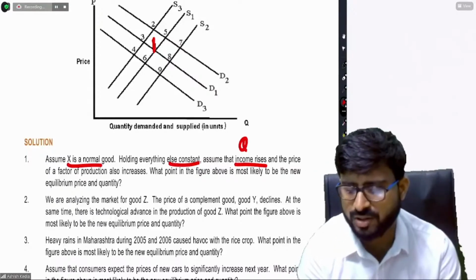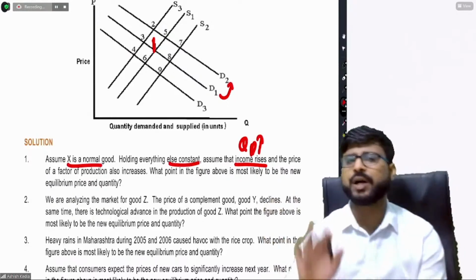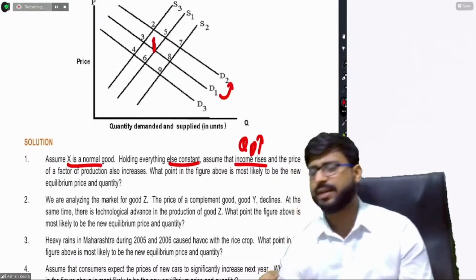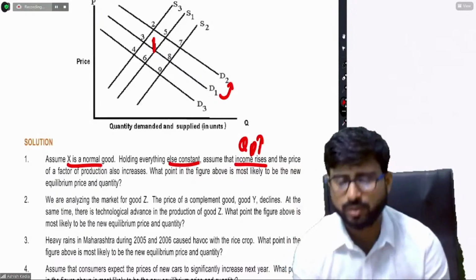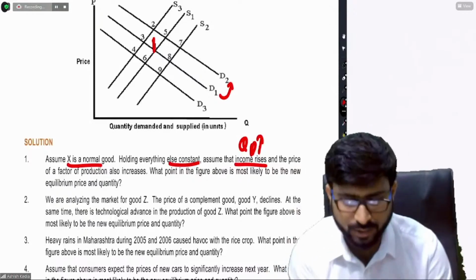Assume income rises, which means demand will rise. Rightward shift of the demand curve. So D1 से D2 पे आ गए. हाँ ना बोलो. Everybody yes or no? Come on, yes or no? From D1 you come to D2. हाँ या ना बोलिए.